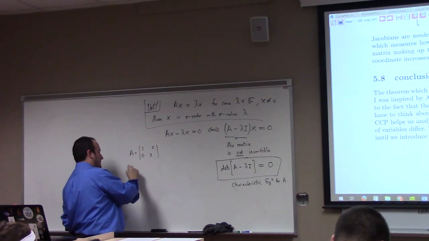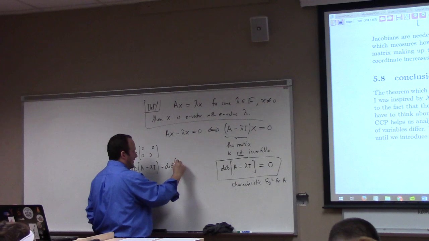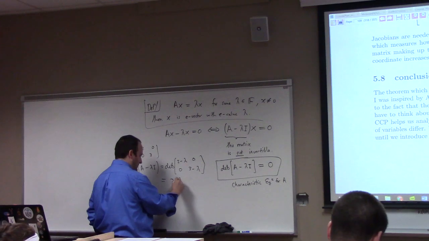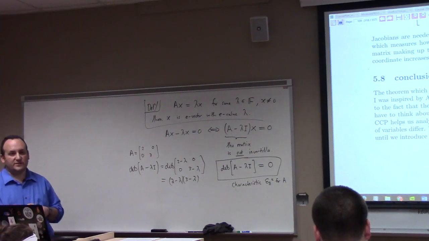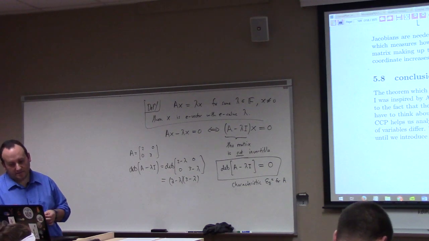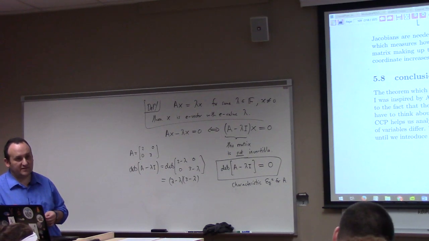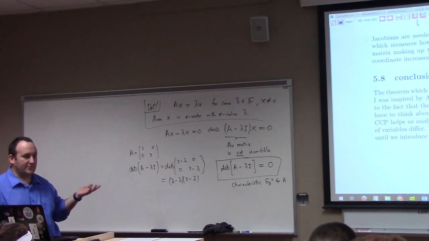If A is this, the determinant of A minus lambda I is the determinant of 2 minus lambda, 0, 0, 3 minus lambda, which is 2 minus lambda times 3 minus lambda, for example. So for a 2 by 2 matrix, the characteristic equation is quadratic. For a 3 by 3 matrix, it is cubic. For a 4 by 4 matrix, it is quartic. For an n by n matrix, the characteristic equation is nth order.